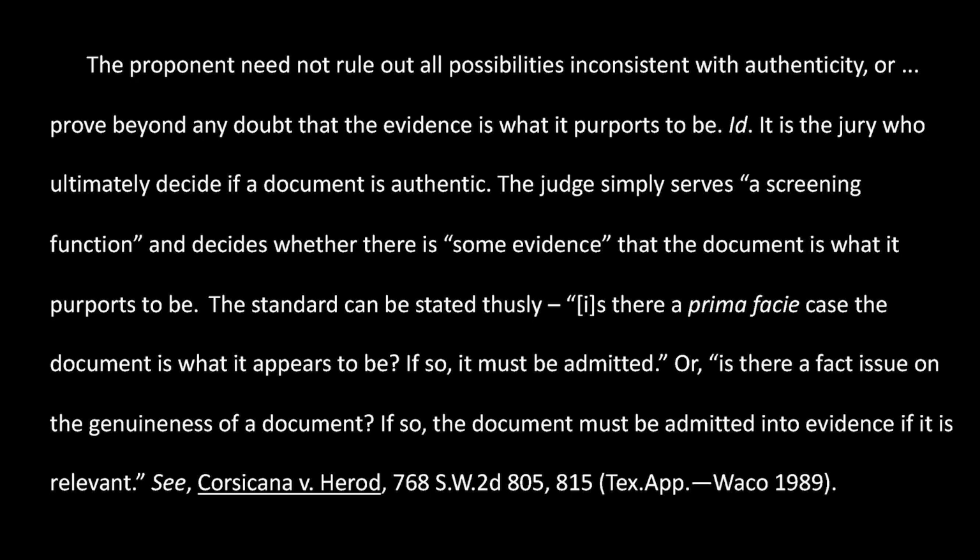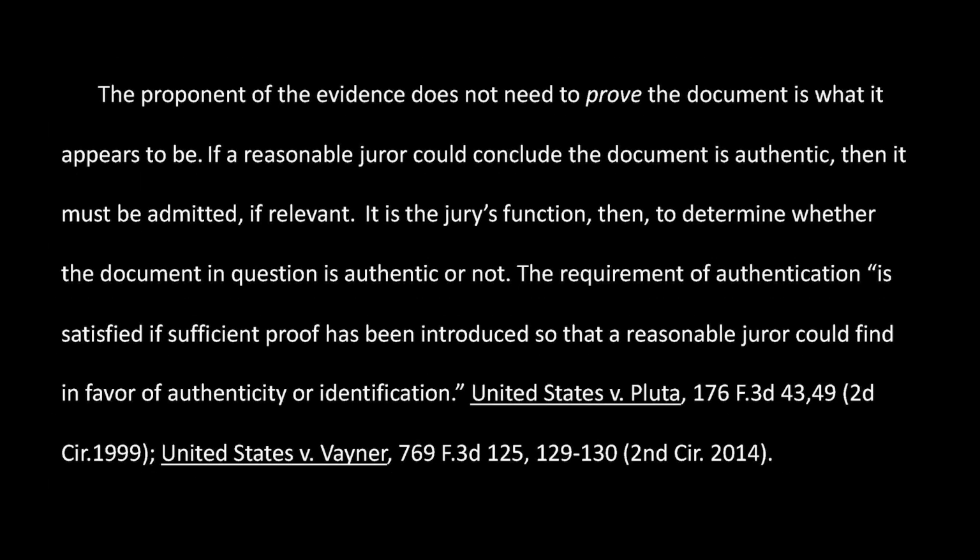Or, is there a fact issue on the genuineness of a document? If so, the document must be admitted into evidence if it is relevant. To be clear, the proponent of the evidence does not need to prove the document is what it appears to be. If a reasonable juror could conclude the document is authentic, then it must be admitted. If relevant to the trial issues, it is the jury's function, then, to determine whether the document in question is authentic or not. The requirement of authentication is satisfied if sufficient proof has been introduced so that a reasonable juror could find in favor of authenticity or identification.